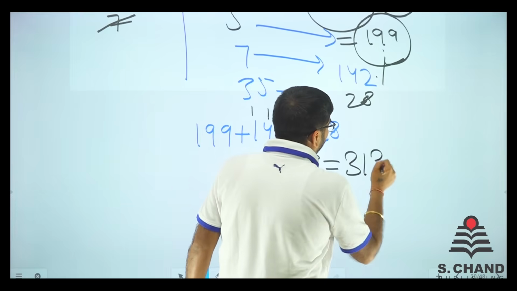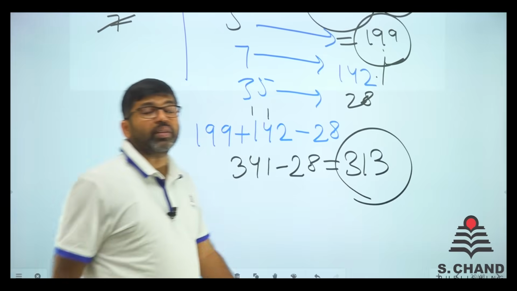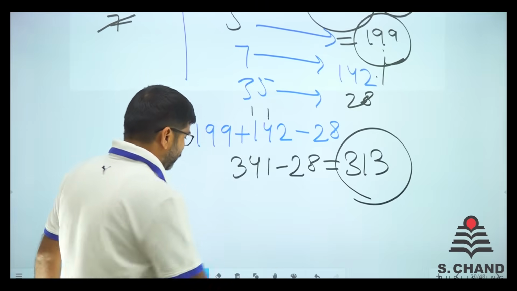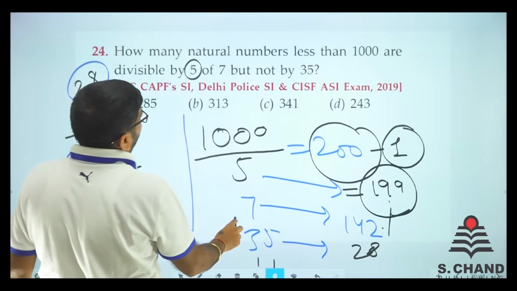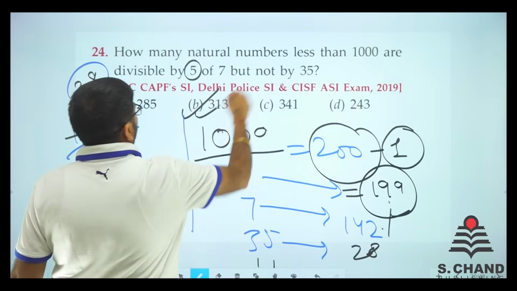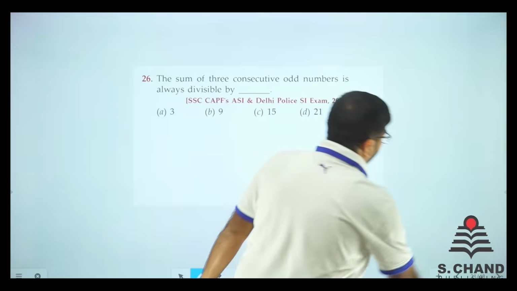So we have got 313. 313 numbers are either divisible by 5 or 7, right? So is there any option like that? Yes, it is. So we have got 313. Here we go. We will move on to the next question.